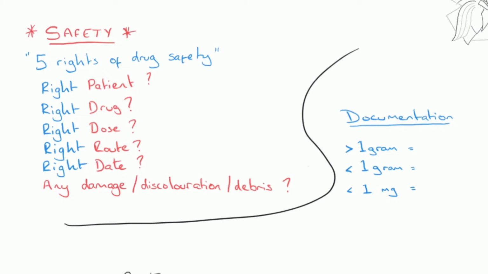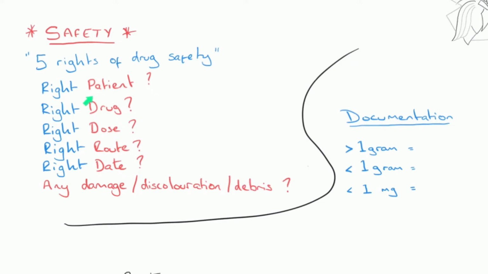The 5 rights of drug safety is what we call it. That is that we've got the right patient, we're giving them the right drug, the right dose, via the right route, and is it the right date, as in is the drug in date. And a little bit that I add onto the end there, is there any damage, discoloration or debris in the vial of the drug, or damage to the packaging of the drug, or discoloration of the medicine that you're about to give.